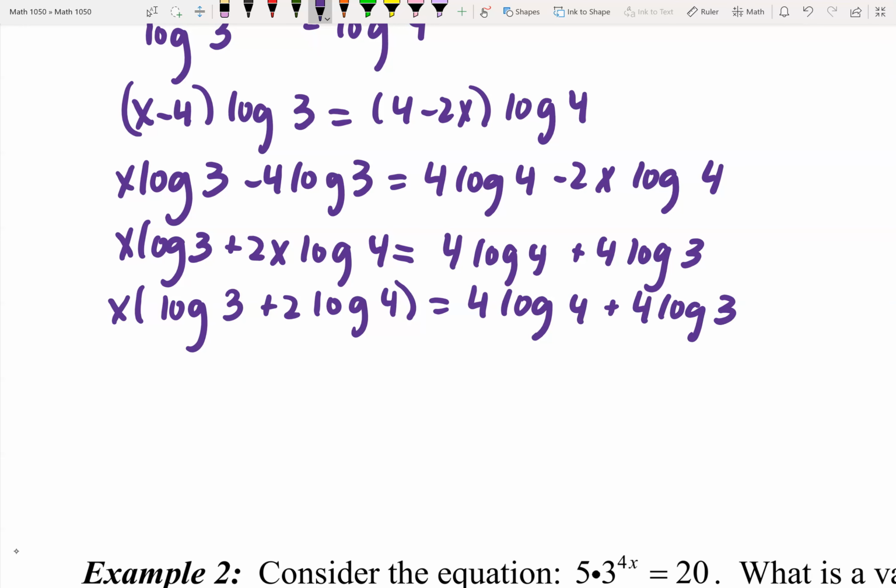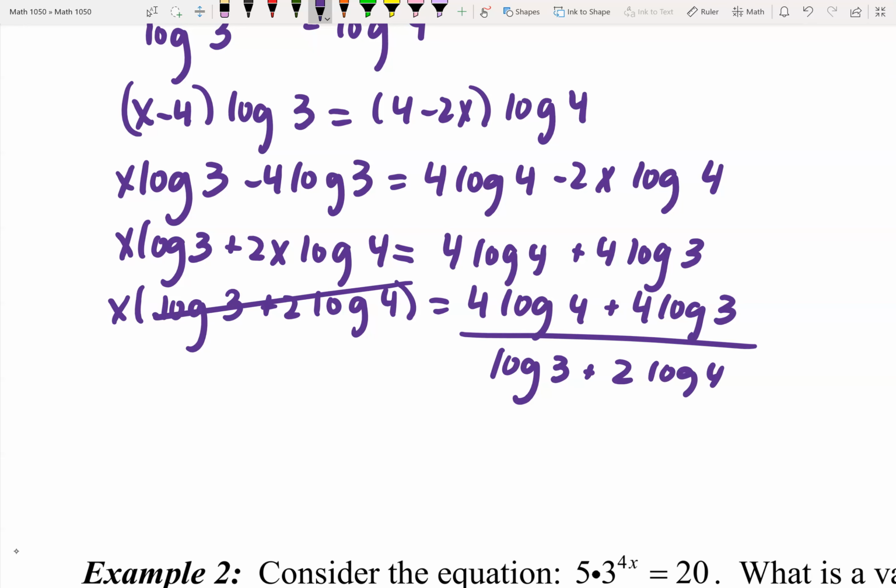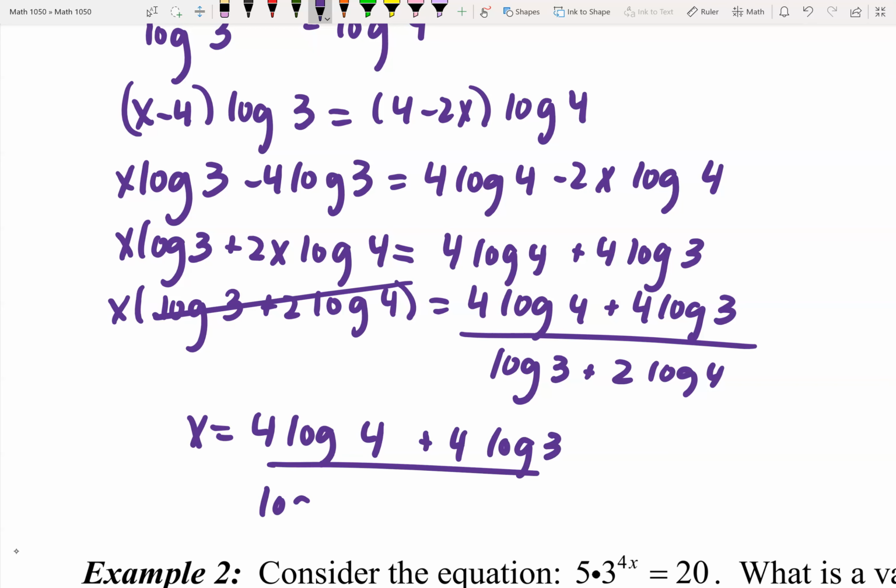What do I do now? Divide. You know what people say to me? They say, I don't know what goes on the top and what goes on the bottom. Does the 4 log 4 go on the top and the log 3 on the bottom, or is it vice versa? Well, you guys, you always divide by what's multiplied by the x. So you're dividing by log 3 plus 2 log 4 to get rid of that so that your x is alone. So your answer is x equals 4 log 4 plus 4 log 3 divided by log 3 plus 2 log 4.